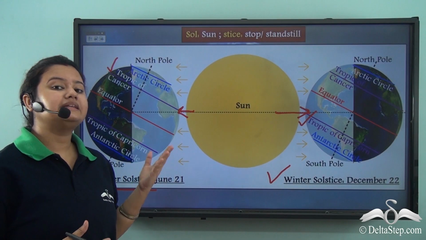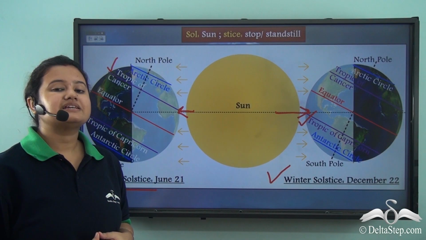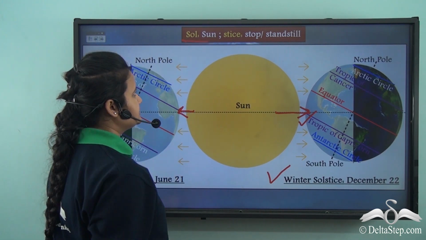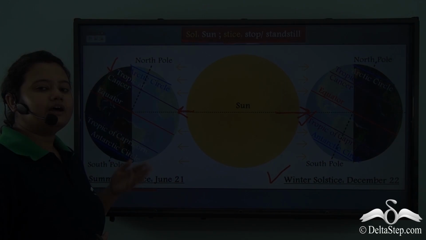Now, do you know why these moments are known as solstice? Well, solstice is a combination of two words where sol stands for sun and stis stands for stop or stand still. Now look at this picture.